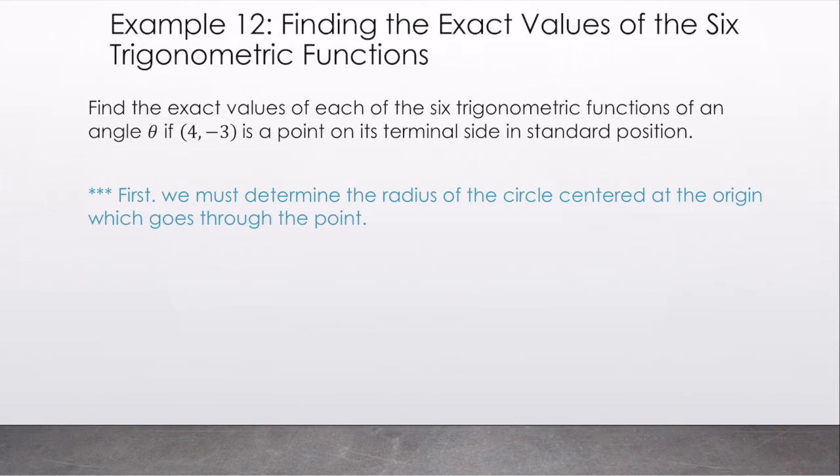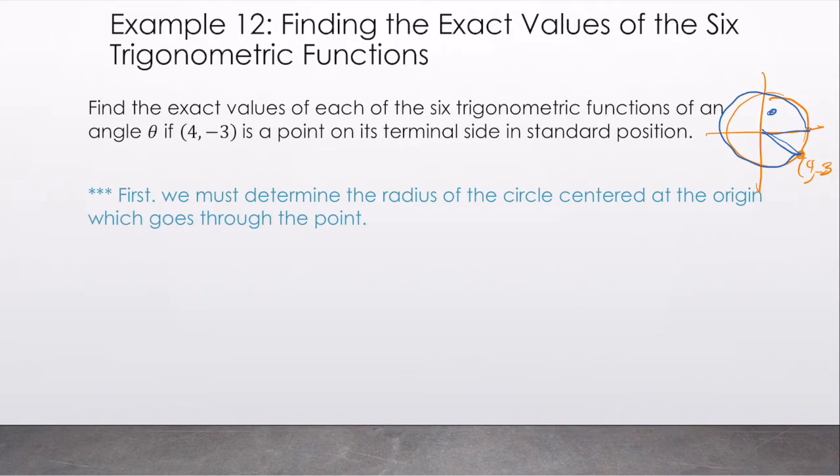So we want to find the exact values of the 6 trigonometric functions of an angle theta if (4, -3) is a point on the terminal side in standard position. So we have some circle, and when x is 4, y is -3. So our angle is like a pretty big angle, right? Kind of looks like Pac-Man.